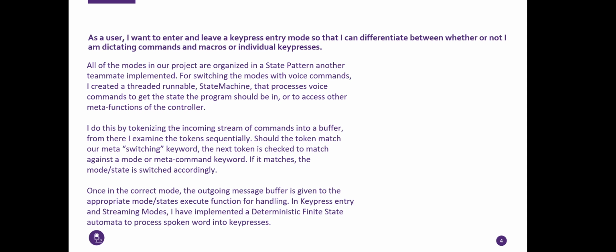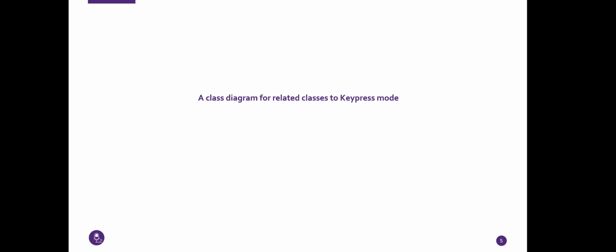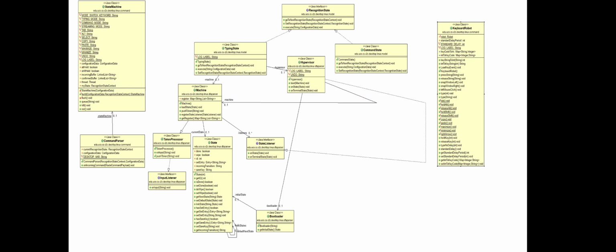In key press entry and streaming modes, I have implemented a deterministic finite state automata to process spoken word into key presses. Here's a class diagram related to the classes for the key press mode. As you can see, I have a state machine, which has an incoming buffer and a confirmed buffer. We queue the string, tokenize it, and analyze it, and then once it's good, it is flushed into the confirmed buffer and sent out.